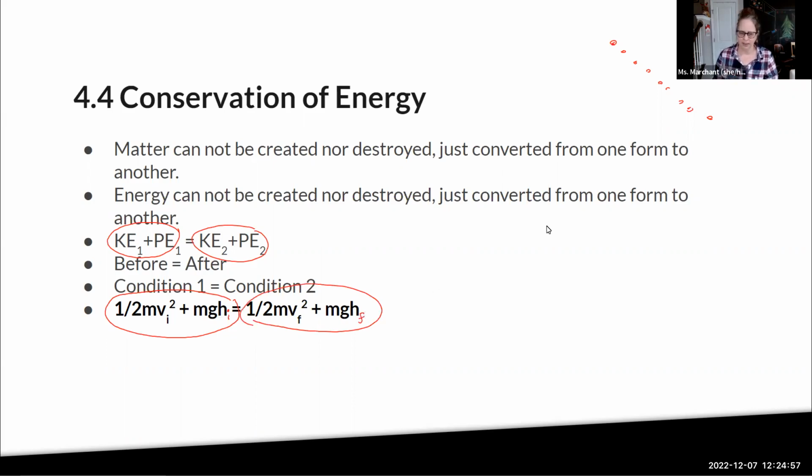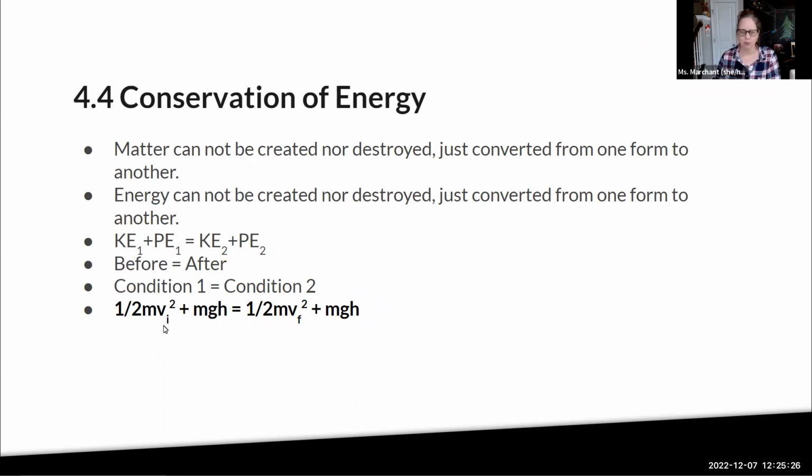Oftentimes, if you're rolling down the hill, then your height final would be 0, and your height initial would be how tall it is. If you're going up the hill, then your initial height is 0, and your final height is how tall the hill is. So just go slowly when you're putting in those numbers. The main thing to remember is at any point along the way, the energy is going to be a constant value.